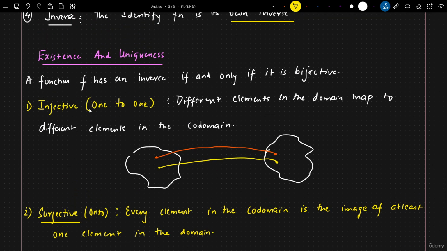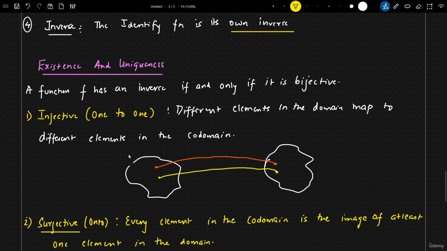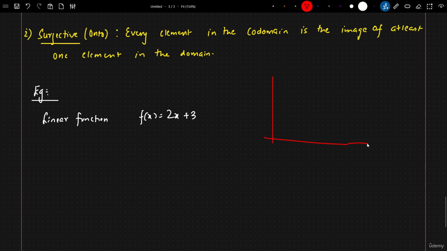So based on these two conditions, if a function satisfies both, I can basically say that the function has an inverse. Now let me give you a very basic example of how you can find an inverse function. I will take an example with respect to a linear function. Let's consider a function f of x is equal to 2x plus 3. For every x element, I will find out what 2x plus 3 is.